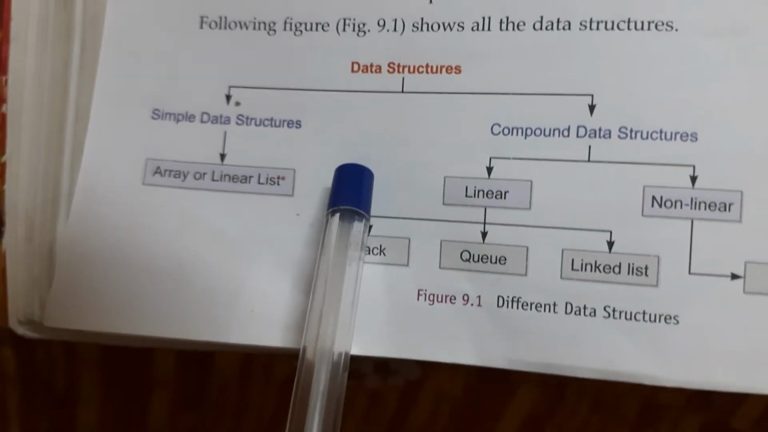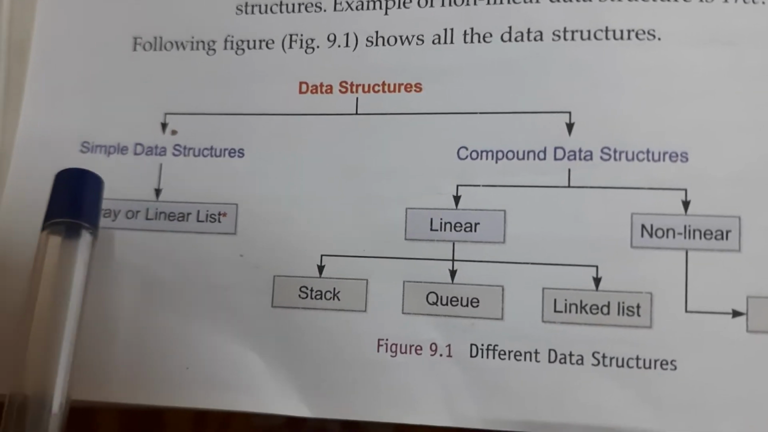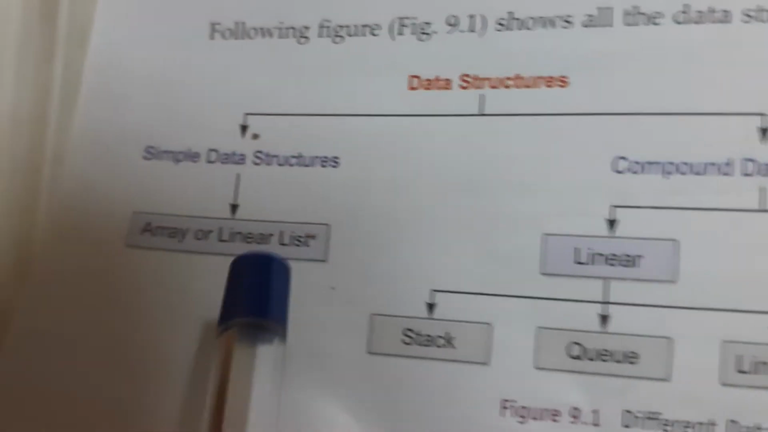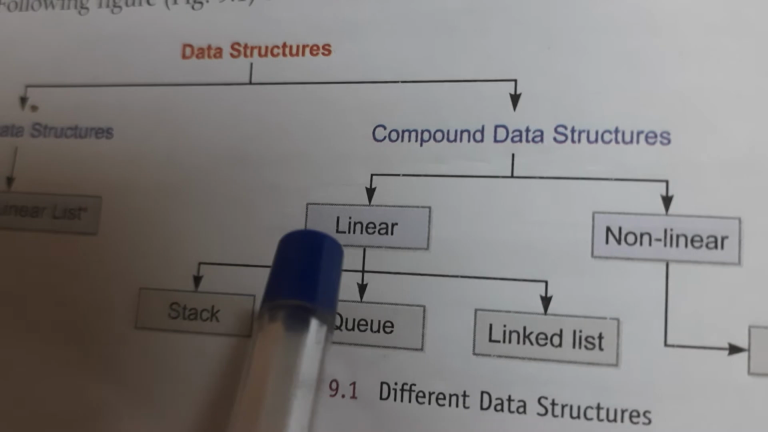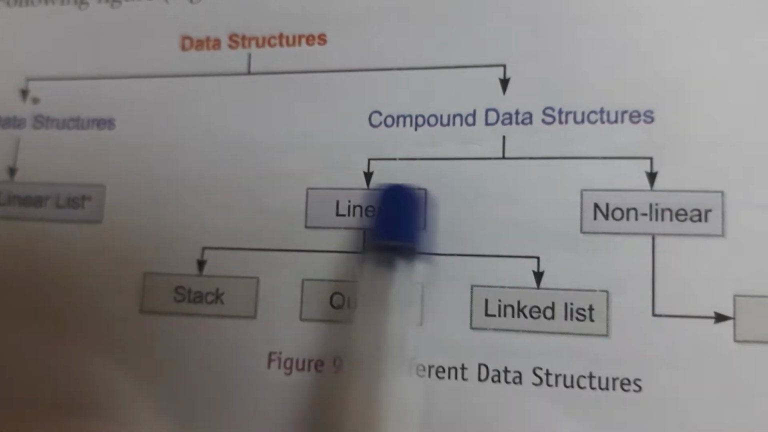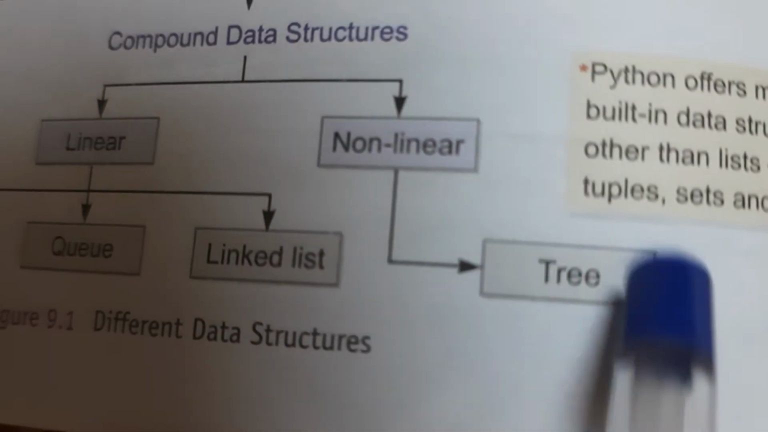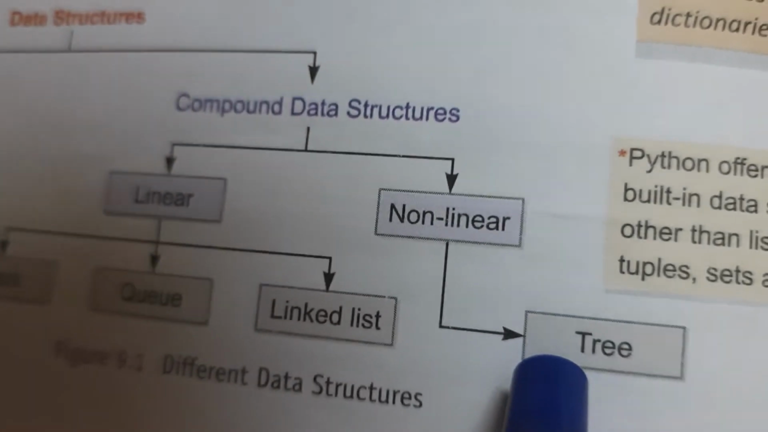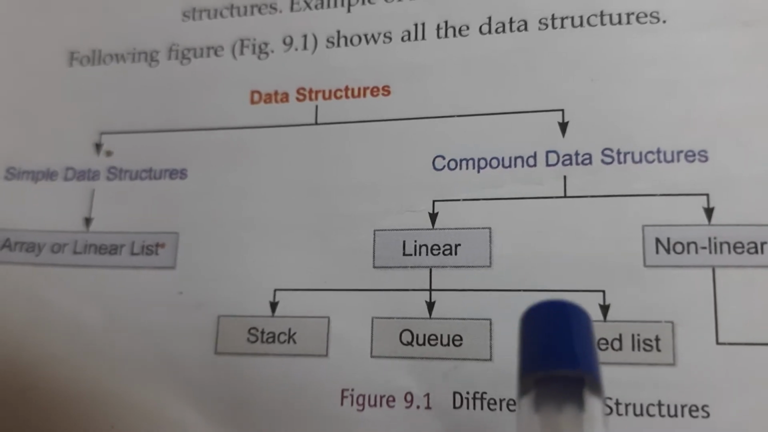You see the classification structure. Data structure is divided into two. One is the simple data structure, and another one is compound data structure. Under simple data structure we have array or linear list, whereas compound data structure is first divided into linear and non-linear. Under linear you will have stack, queues and linked list, whereas in non-linear you have trees. We won't be concentrating much, but you will be learning the definition. Now we are going to see what these stacks, queues and linked lists are.